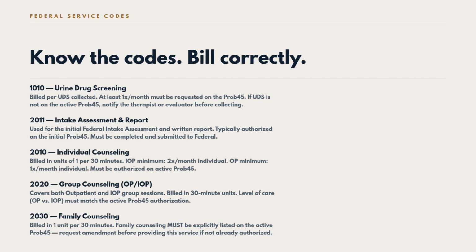Individual, group, and family counseling are billed in 30-minute units. So for a 2-hour OP group, that would be 4 units of 2020. Family counseling must also specifically appear on the Prob45 before it's scheduled as a federally funded service. Completed monthly logs must be uploaded to the client's CareLogic document library no later than the 5th of the following month. Billing cannot complete federal invoicing without the supporting documentation.